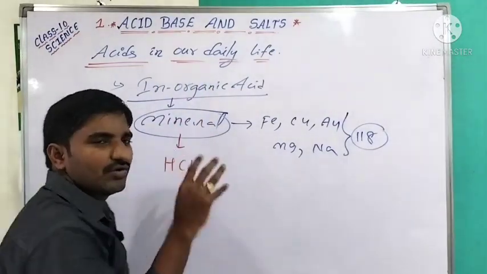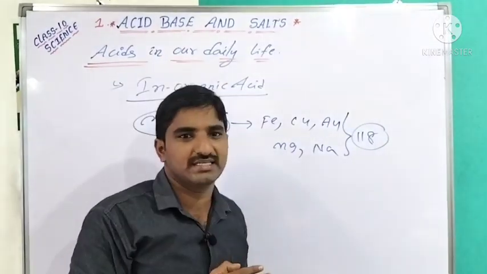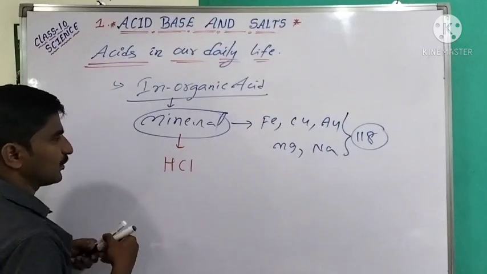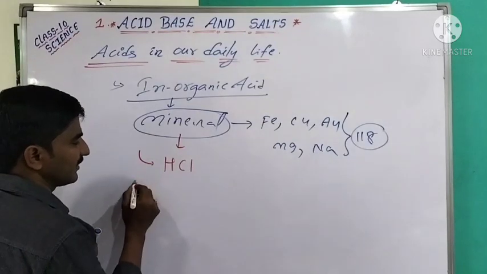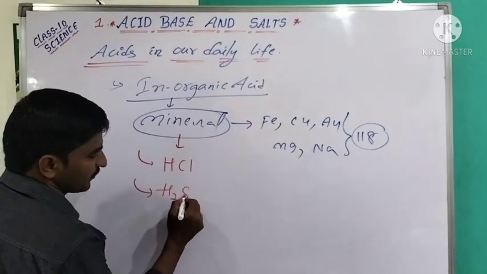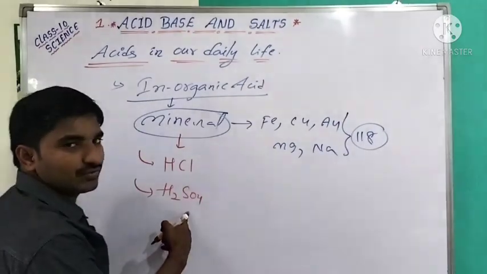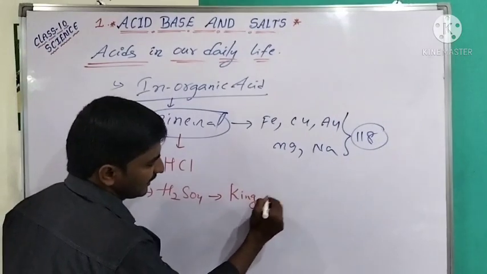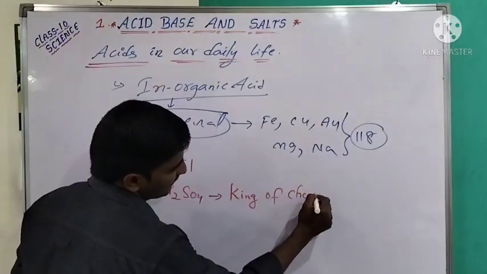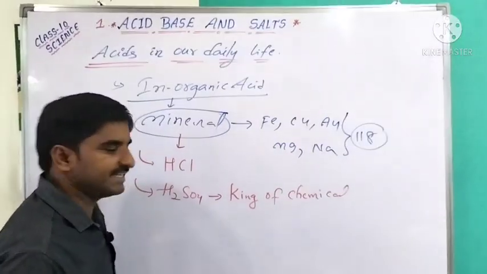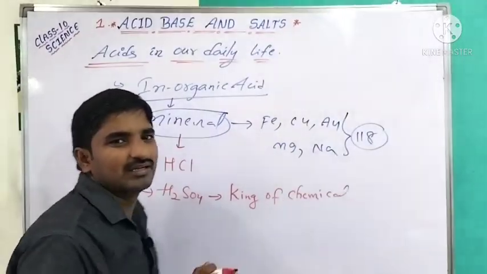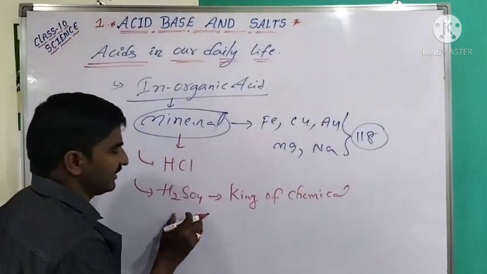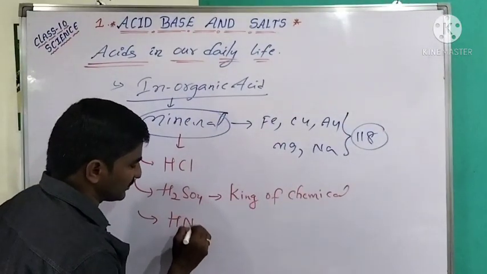Whenever you touch hydrochloric acid, a burning sensation comes. Now take sulfuric acid, H2SO4. This is also dangerous, and it is called the king of chemicals. Why? Because it is a dangerous chemical that burns the skin on contact. Then there are hydrochloric acid, sulfuric acid, and nitric acid, HNO3.